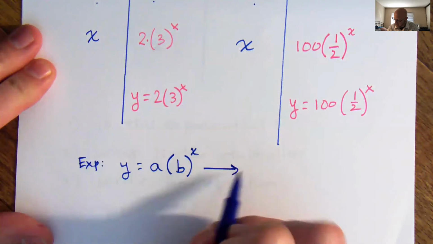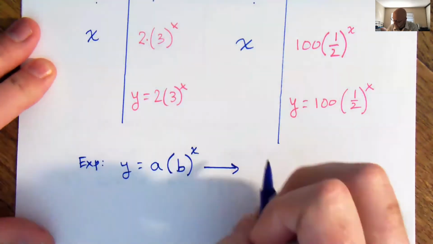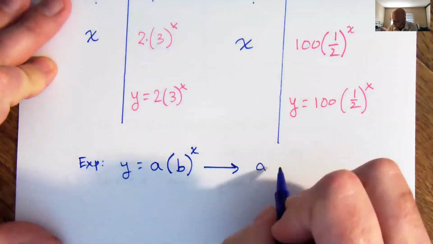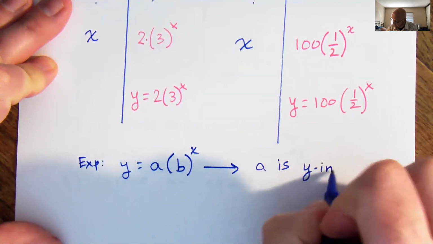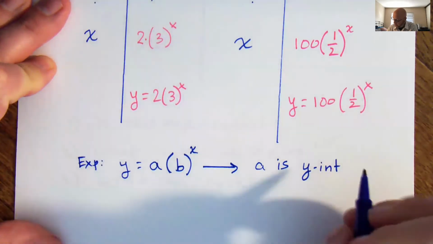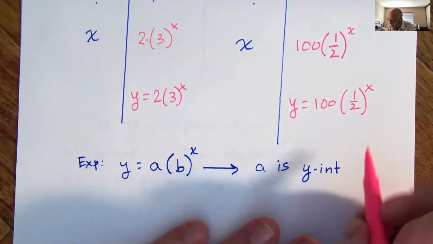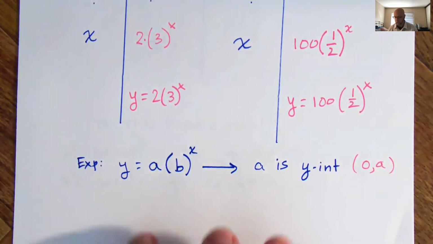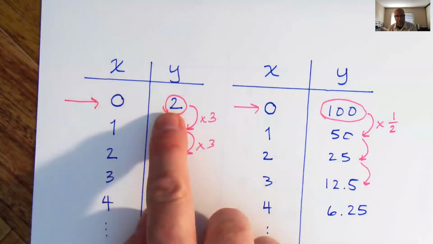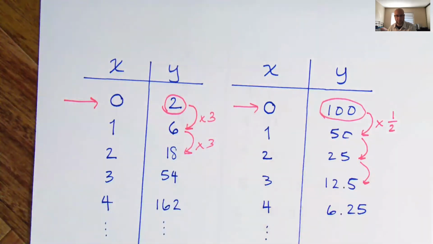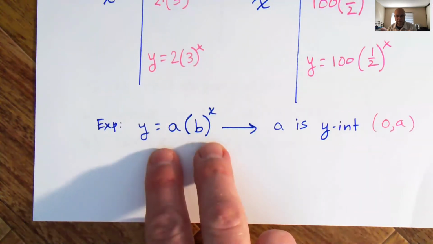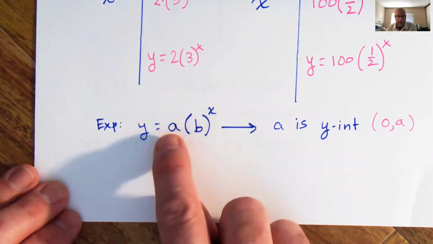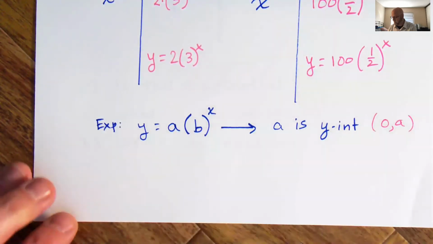In this case, where that's just a plain old x, we have a fact that a, this number right here, our starting number, is the y-intercept. Another way to say that is there's a point on the graph with coordinates 0 and a. And notice how that was true in both of these tables, 0, 2, 0, 100. So that's our basic setup when this is just a plain old x, no addition, no subtraction. And in that case, our starting number is the y-intercept.